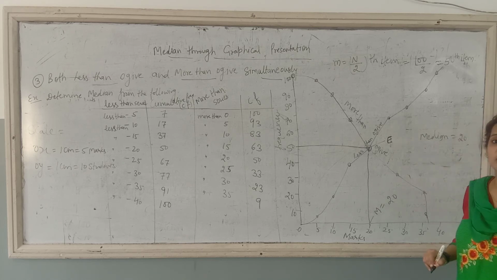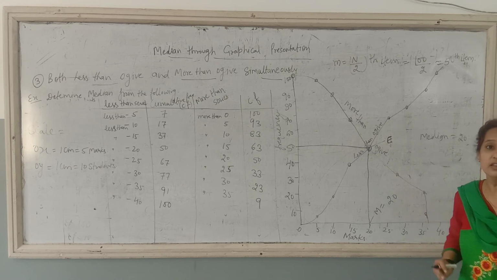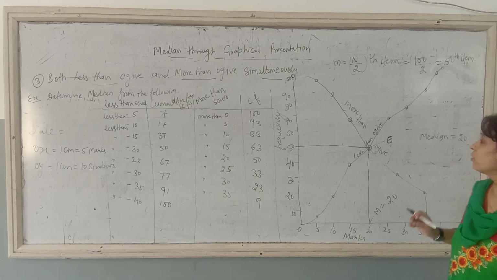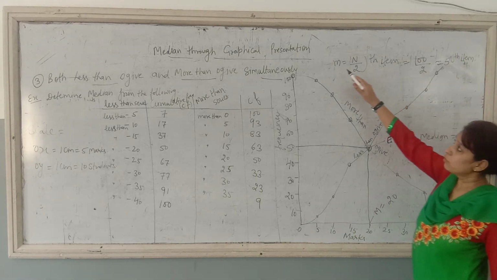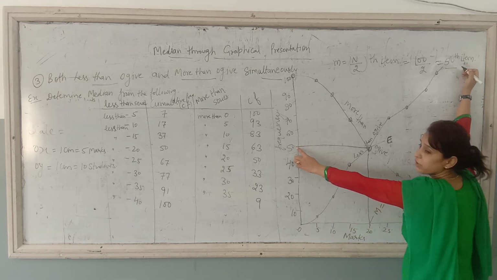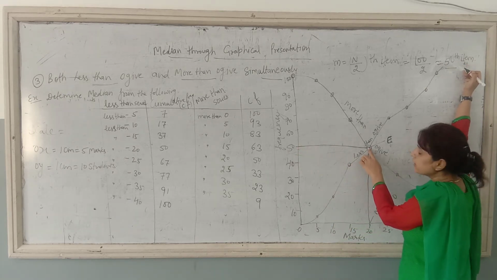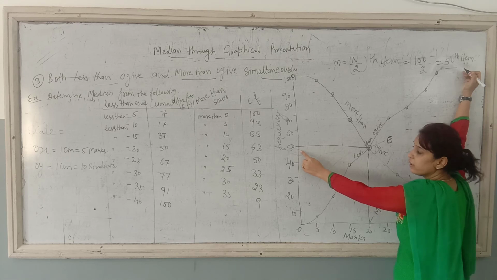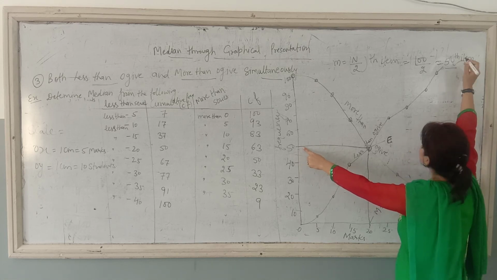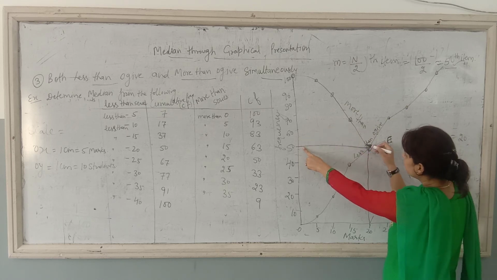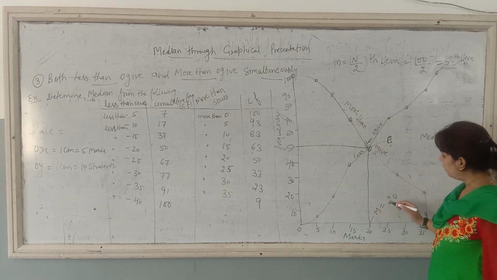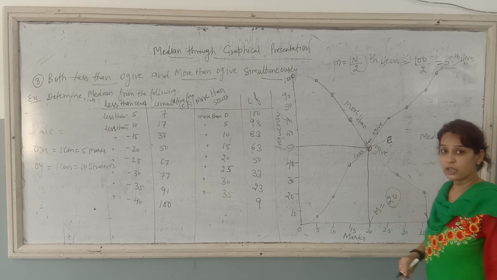Now I want to give you a clue whether your diagram is correct or not. How are you going to get it? You know the median group we found is 50. It should meet at the 50 point. If you get the exact number which you have got here, that will be your correct median. Clear? Now the median will be 20.